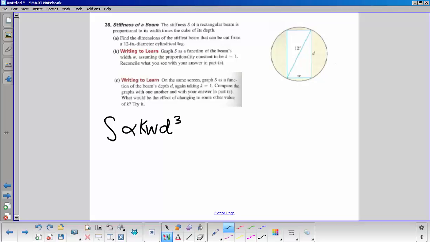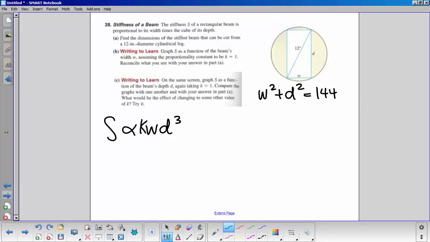Okay, so do you see a relationship right away here between W and D? That's Pythagorean in nature? Yeah. So you can say W squared plus D squared equals 144, right?